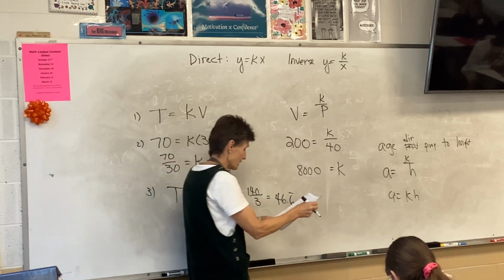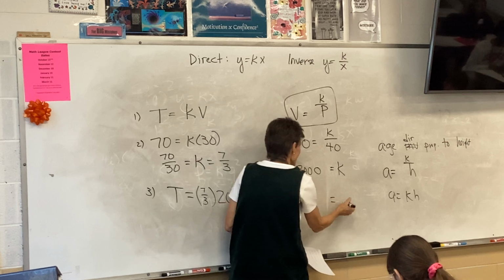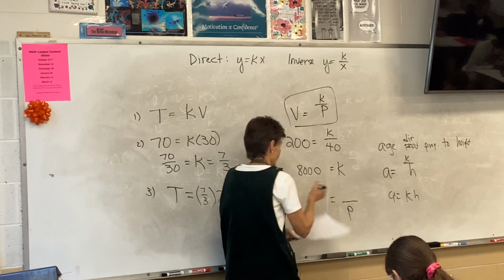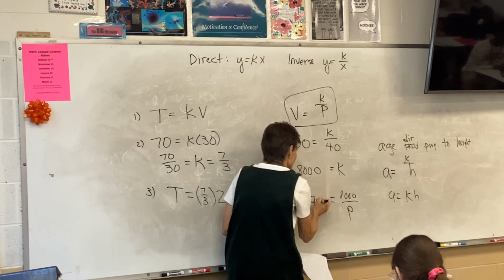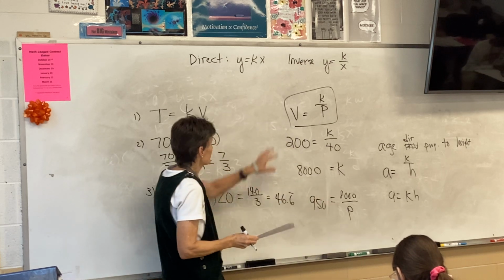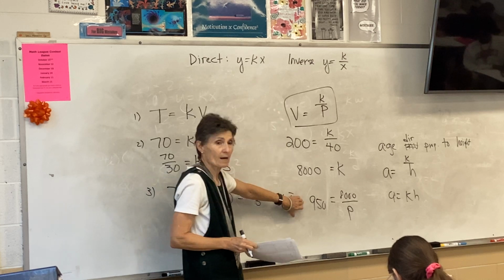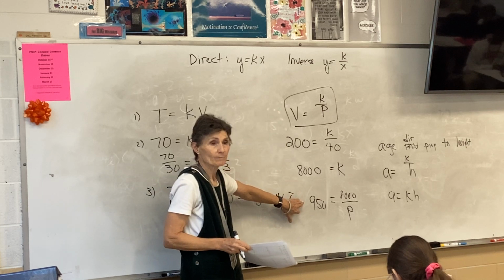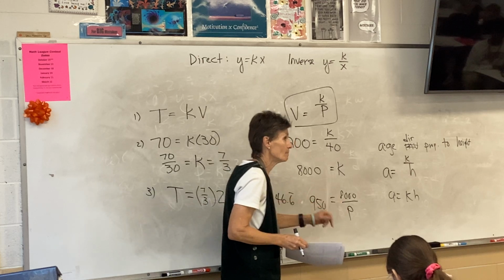So ultimately then, find the pressure when the volume is 950. So I'm back to my formula. The volume is 950. I already figured out K was 8,000, and I gotta figure out P.